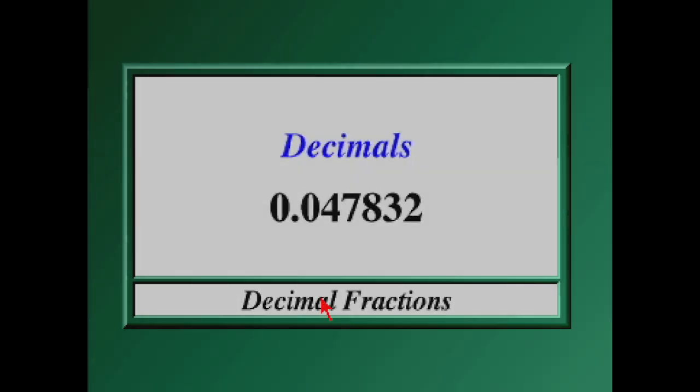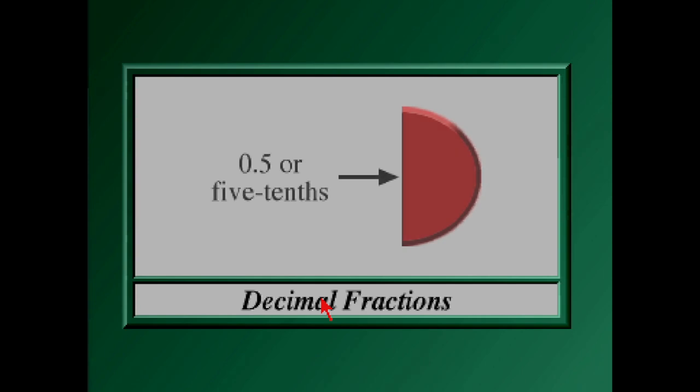For decimal fractions, also called decimals, values less than 1 are indicated by placeholders to the right of the decimal point. For example, the value for the shaded semicircle on your screen is written as the decimal 0.5 or 5/10.